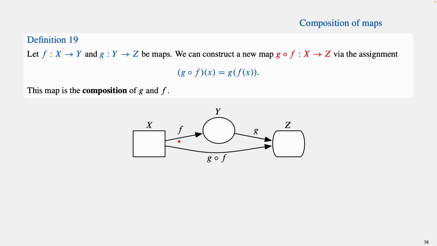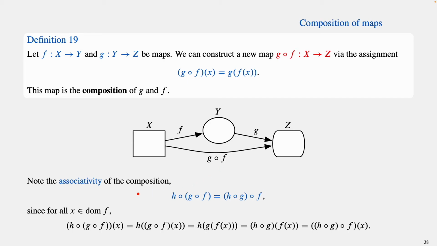by doing the following. I'd first take the function value of my input value x under f, mapping it to y, and then the outcome of that I plug into g and map it to z. And the combination of the two gives me a new map, which I denote by this, which maps the value from x into z. And this is the composition of g and f.